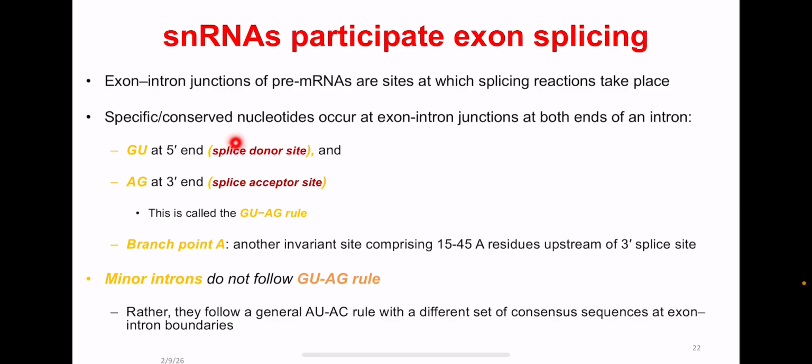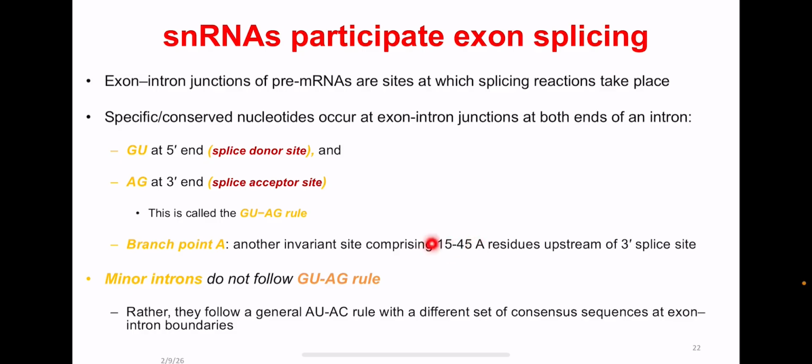You should be looking out for a donor site, an acceptor site, and a branch site or branch point. The donor site is the 5' end, the acceptor site is the 3' end. The donor site, in mRNAs, starts with GU, in DNA it would be GT, and the acceptor site is strictly AG. This is called the GU-AG rule. But minor introns do not follow this rule. So there will be some introns that will not be following this rule, but major introns do follow this rule.